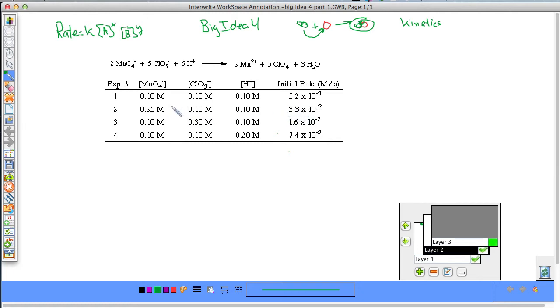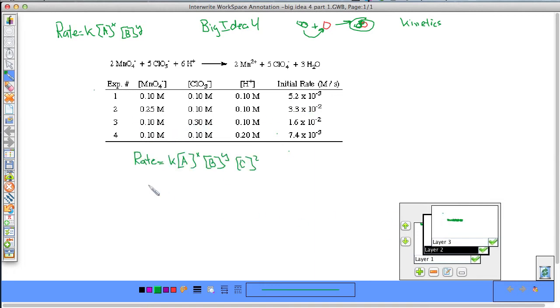All right, and then in the second reaction, we changed the concentration of the permanganate, and that did affect the rate. And that's how we get this data right here. We measure the rate initially, and then we change the concentration of one of them and see what that does to the initial rate. Okay, so let's go ahead and look at this.